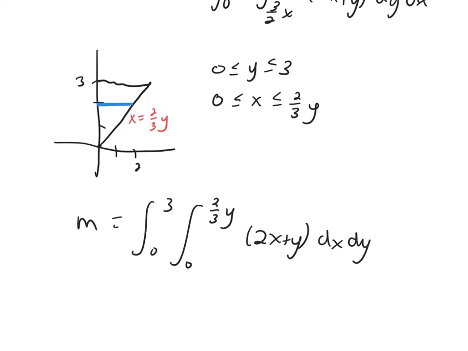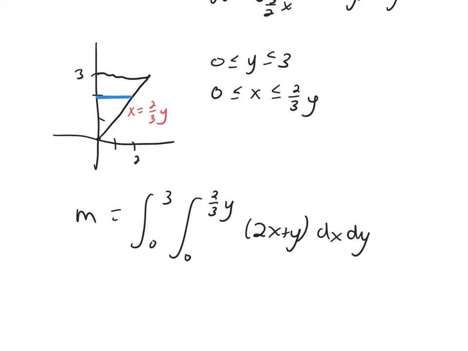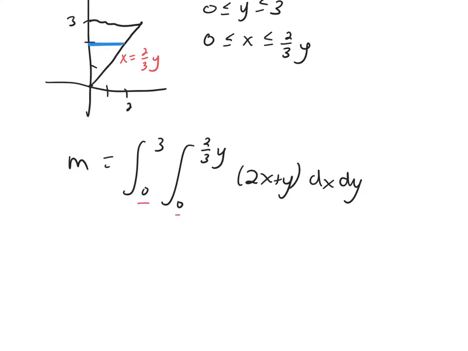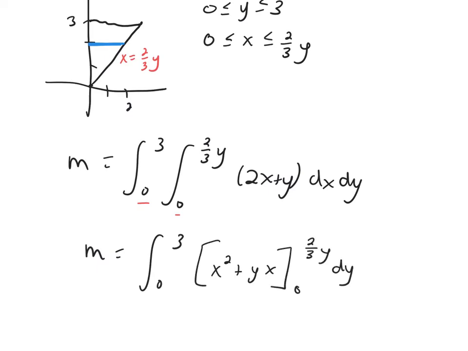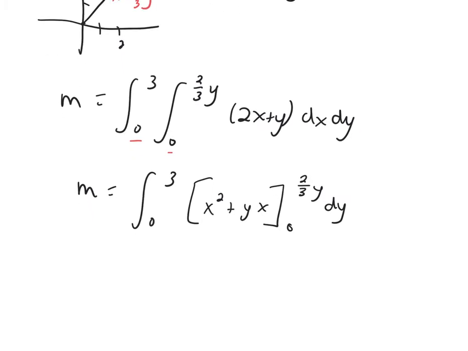Now this one, what's nice is both of my lower bounds are 0 here. So that means it'll be a little bit easier for me to compute. So I'm going to go with this one. M will be the integral from 0 to 3. So if I integrate with respect to x, it'll be x squared plus yx. And then plug in your bounds, top number minus bottom number.